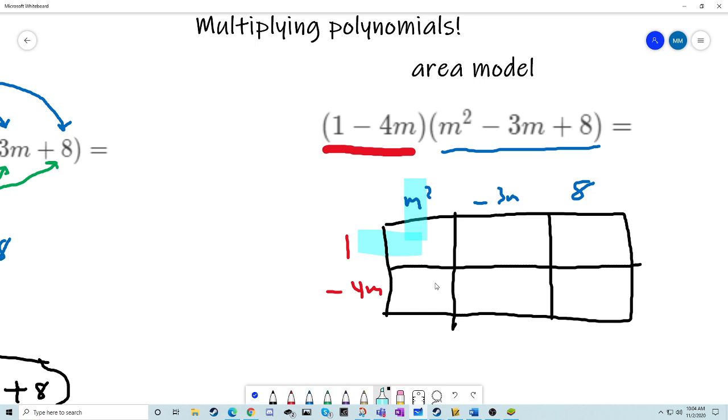So that's the first thing I'm going to do. So 1 times m squared is just m squared. Luckily 1 times itself is anything. Then I can do another box. So again, you just take each thing, multiply it together. Negative 4m and m, that's negative 4m cubed. Then we can do another box. And I'm just drawing the lines, just to show you what I'm multiplying. So that's negative 3m.